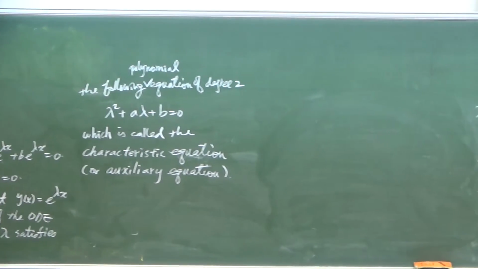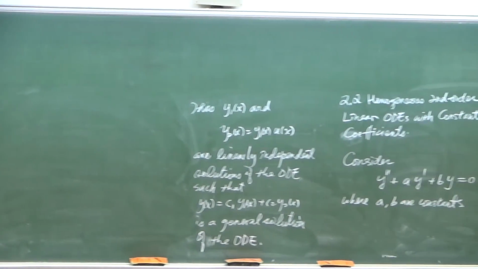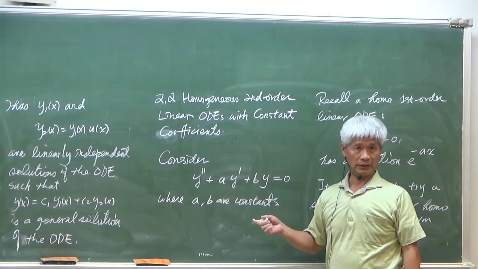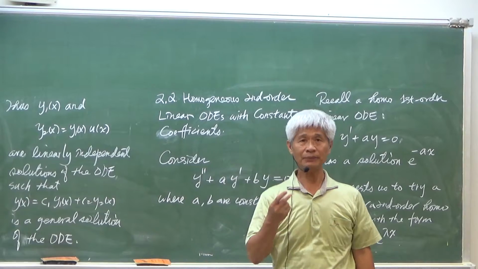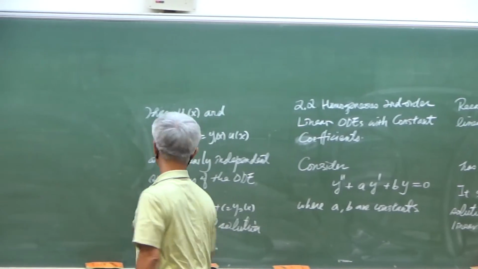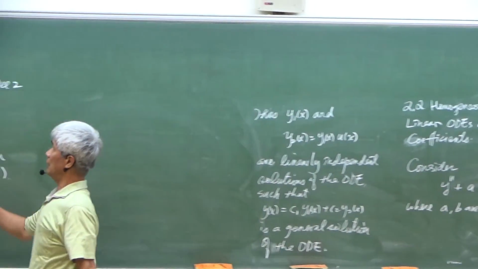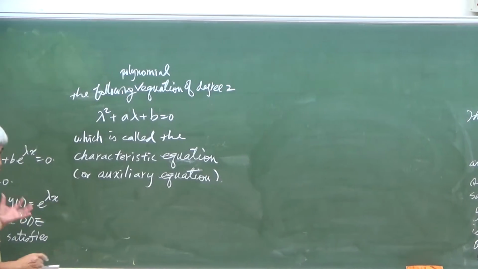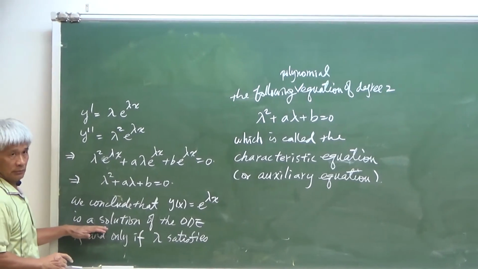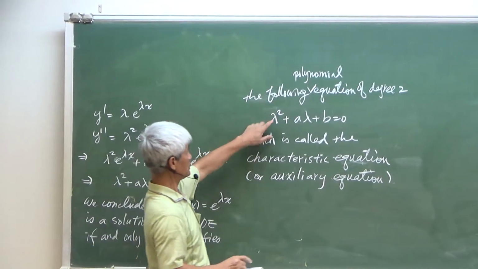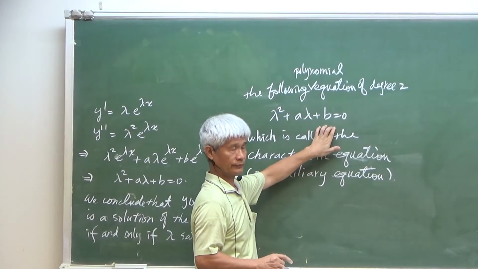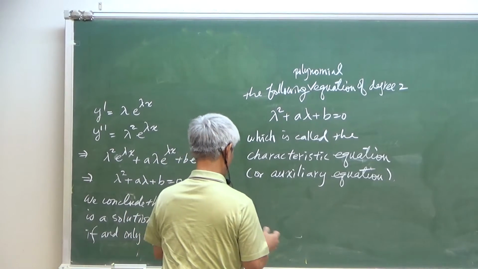Of course, our goal is to find a general solution for this ODE. Namely, we have to find two linearly independent solutions for this ODE. But at first, we try this exponential function and we find a very good result: the exponential function is a solution if and only if lambda satisfies this quadratic equation.